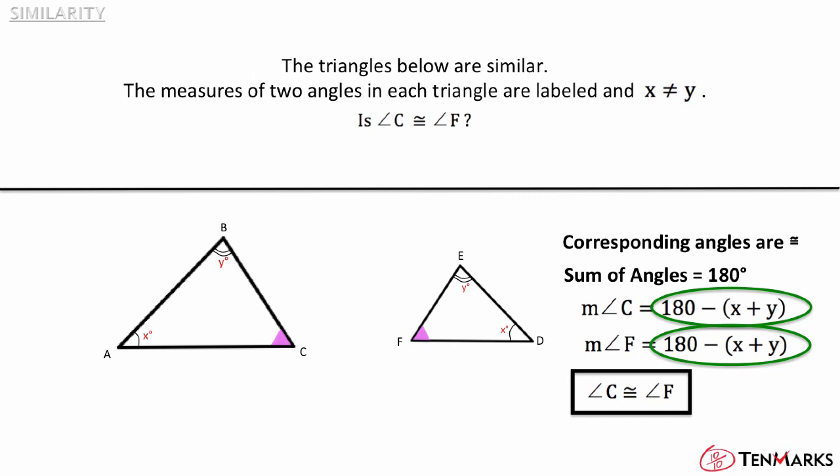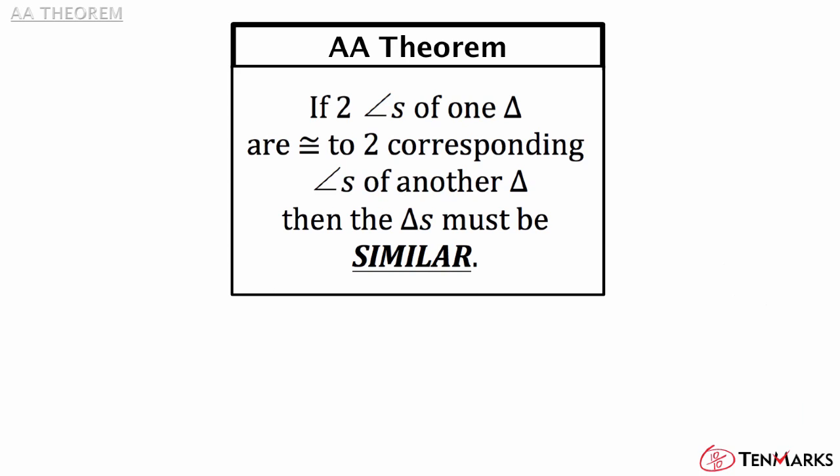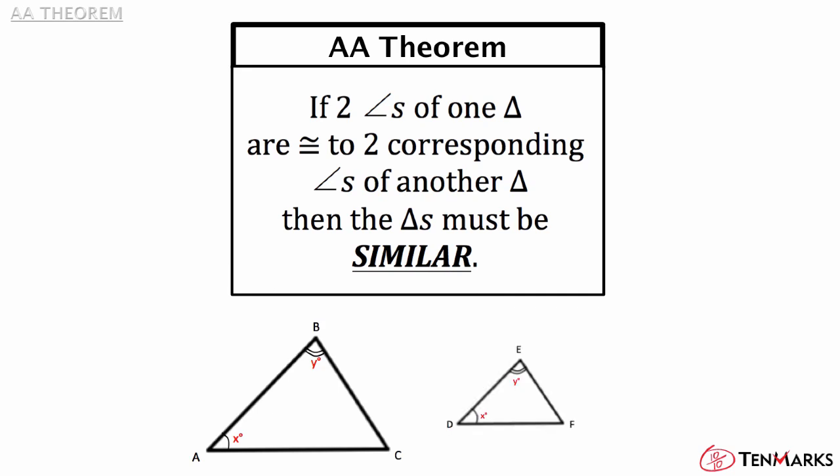Based on this problem, what can you say about two triangles that have two congruent corresponding angles? The angle-angle theorem tells us that if two angles of one triangle are congruent to two corresponding angles of another triangle, then the triangles must be similar.